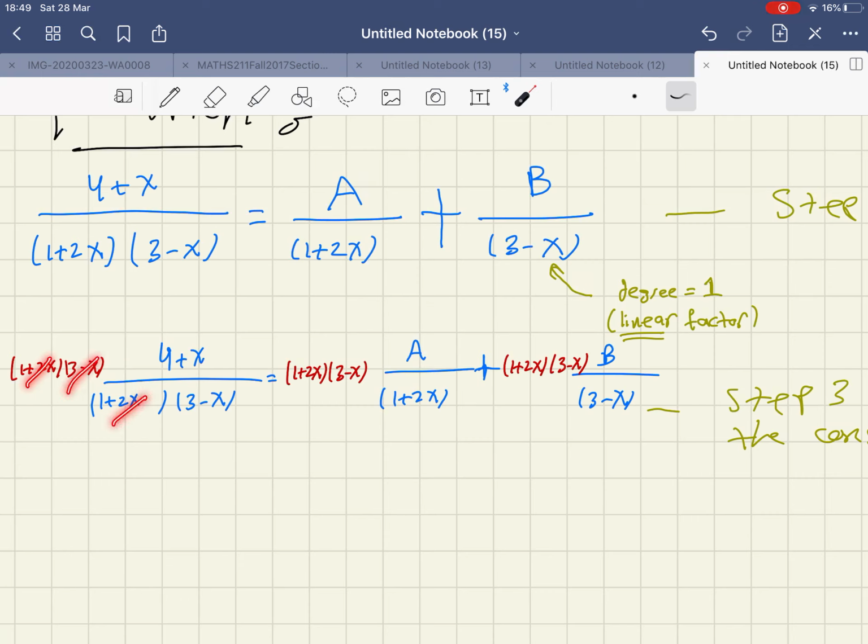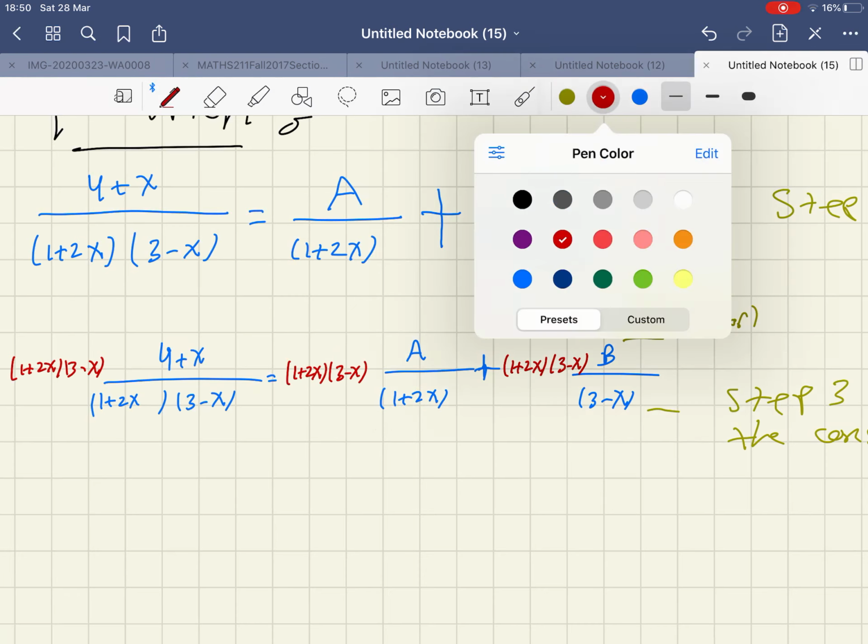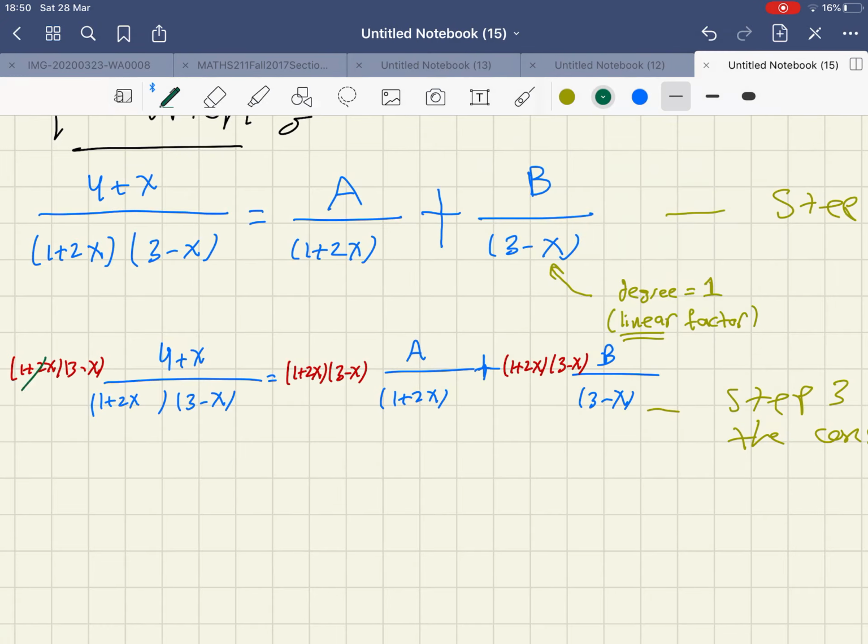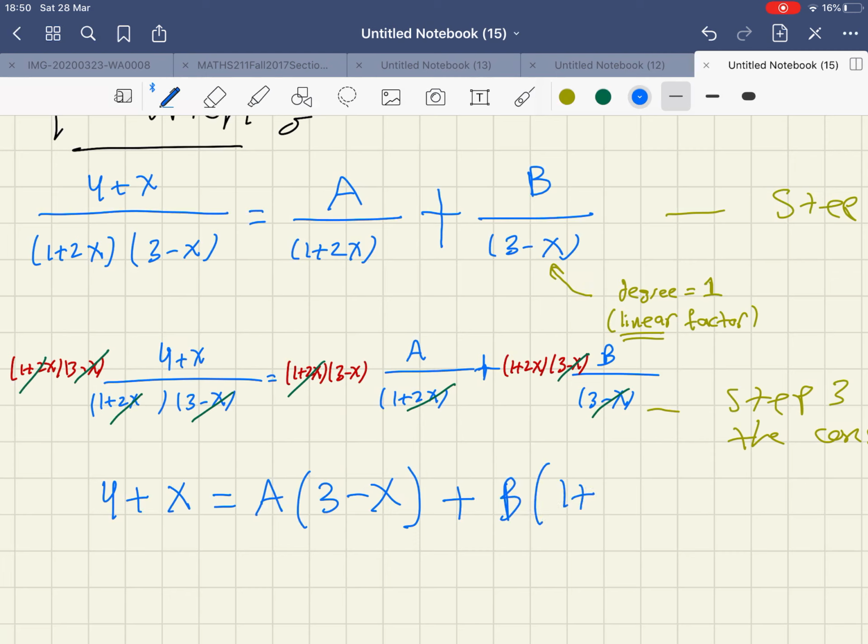Now there is a cancellation. So we get 4 plus x. There is a cancellation here, and then there is a cancellation here. Let me just do them with a different color. This cancels with this, this one with this one, and this one with this one. So the final answer now, on the left side, you will get just the numerator. Here you will have a times (3 minus x) plus b times (1 plus 2x). And that's what we get here.